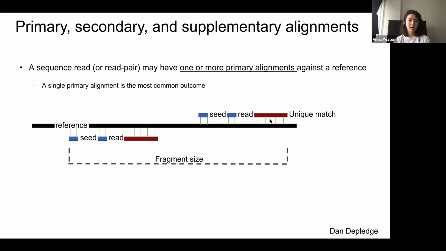Okay, and then as a recap, we have our primary alignments, which means that this read aligns to one place in the reference, and this is the best outcome, and this is the most common outcome. So this is a good alignment. Our reads align very well. They're within the maximum fragment size, and they're uniquely mapped.